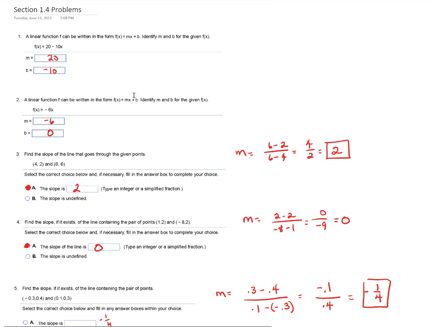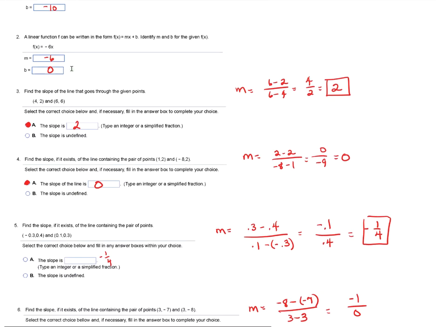So here are our problems from 1.4. Number 1, a linear function f can be written in the form f of x equals mx plus b. Identify m and b. Pretty easy. So m is 20, that's that part, and a negative 10 is your b. Remember, b is your y-intercept, m is your slope. Same question number 2. Now we don't have a plus and a number here, so our y-intercept, our b, is 0. M is negative 6.